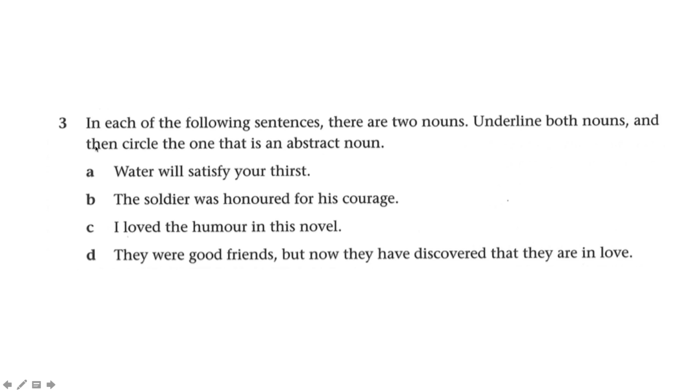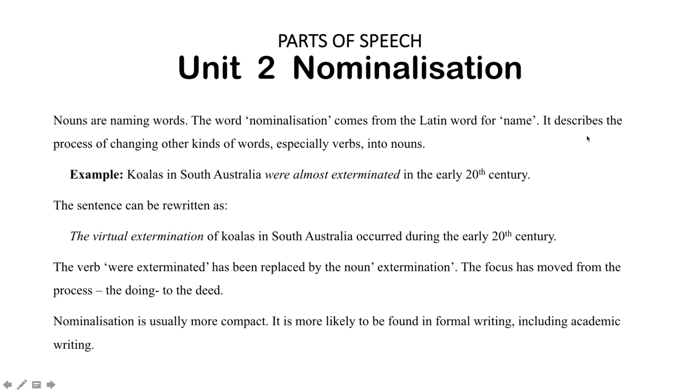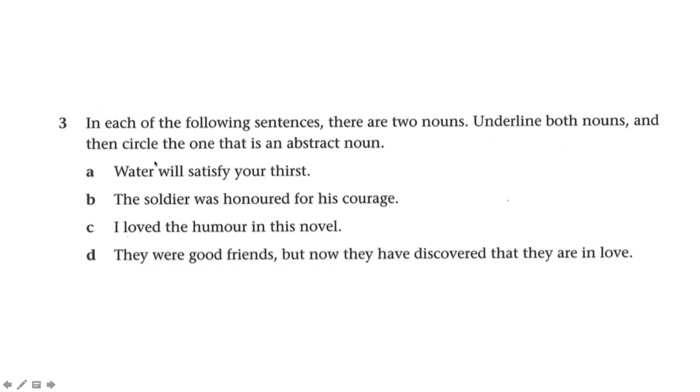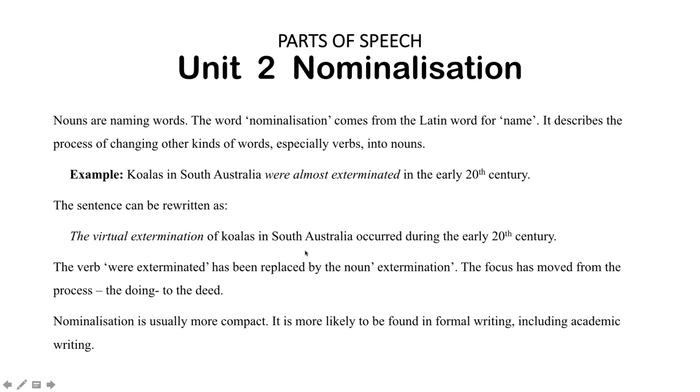For question number 3, in each of the following sentences there are 2 nouns. Underline both nouns and then circle the one that is the abstract noun. So we've got 2 jobs to do here. So we want to underline both nouns and then circle the one that is the abstract noun. So in this first sentence here, water will satisfy your thirst. Water and thirst are both nouns. Water is not an abstract noun, but thirst is, so we'll circle the abstract noun. So go through and do the same thing for the remaining sentences.